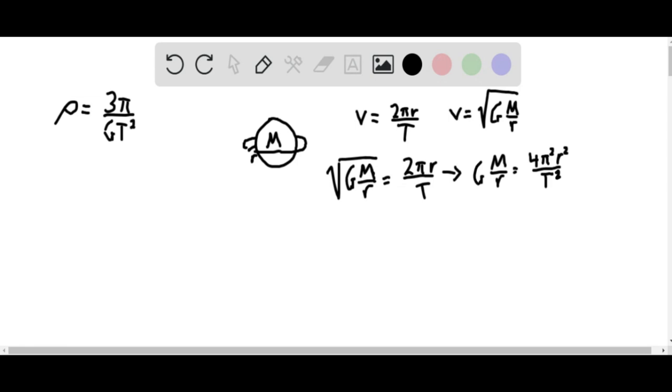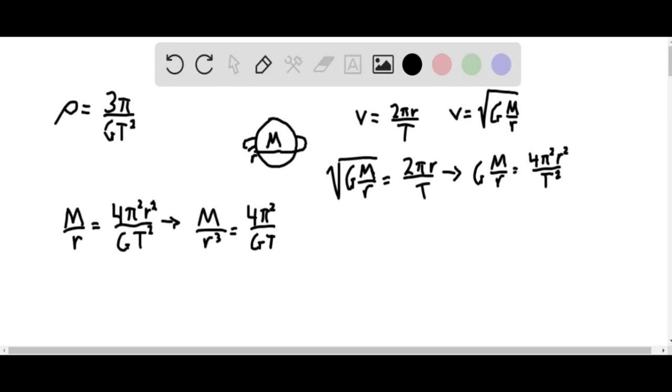The gravitational constant isn't necessary to have in finding our density, so let's divide both sides by G. That'll give us M over r is equal to 4 pi squared times r squared divided by G times T squared. Let's also put r on the left-hand side with M. So, dividing both sides by r squared, we'll now have M over r cubed is equal to 4 pi squared divided by G times T squared.